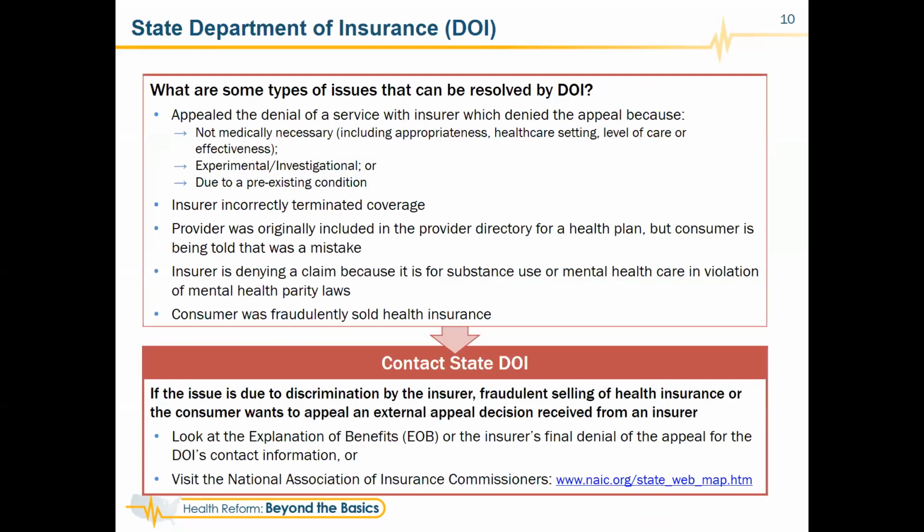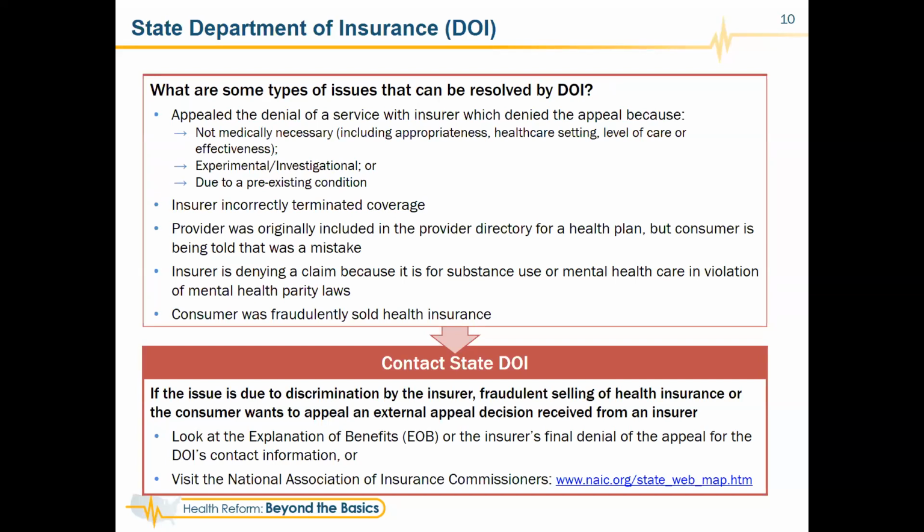Another set of issues are more appropriately handled by the State Department of Insurance. And again, these are often coming out if the insurer is taking action, and this may be that second line of defense after the internal insurance company appeal. It could be things like the insurer incorrectly terminates coverage. The insurer denies an appeal of a denial of coverage. Maybe a provider was included in a provider directory, but then later, once the consumer enrolls, the consumer finds out that provider is not in for any reason. Or if there's a violation of mental health parity laws, or there was fraud in the selling of insurance.